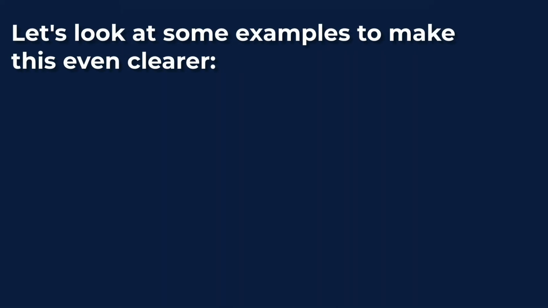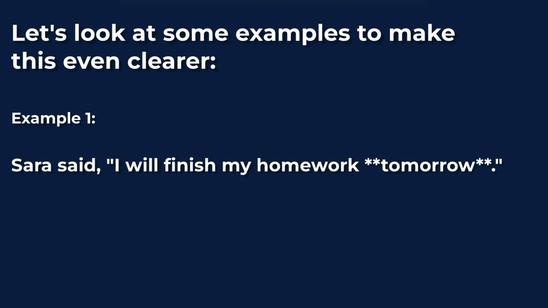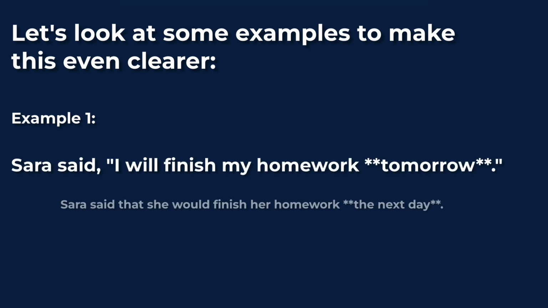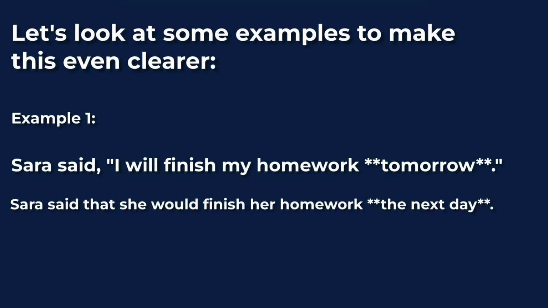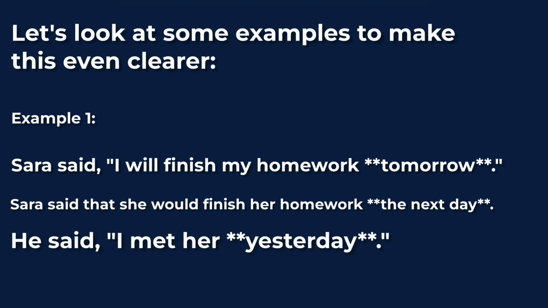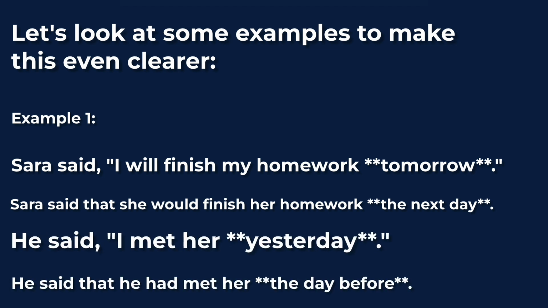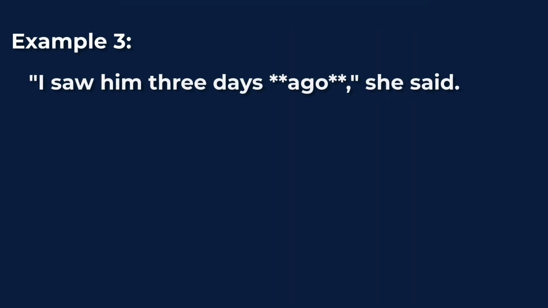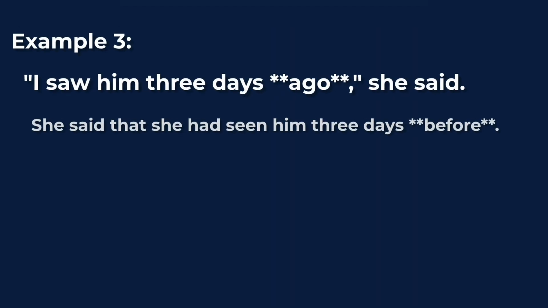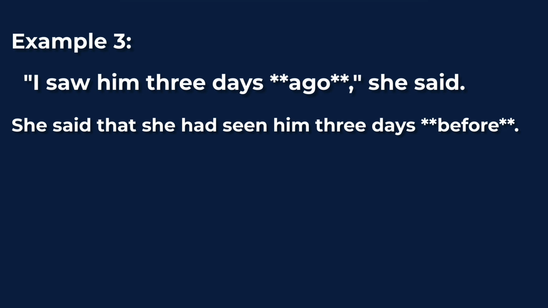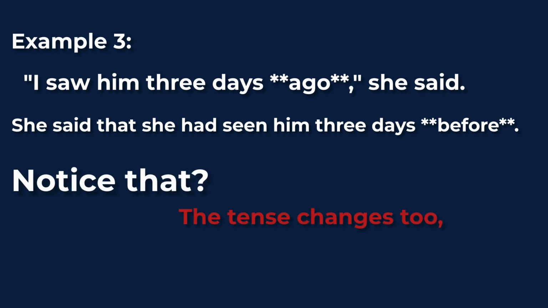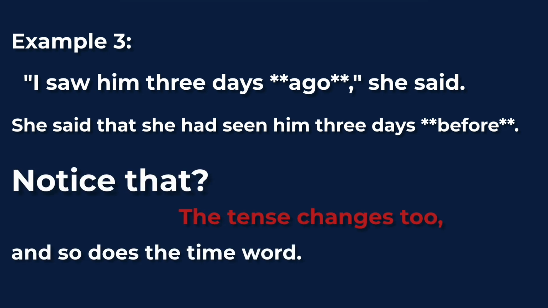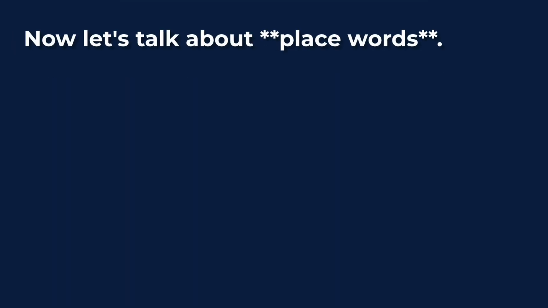Let's look at some examples to make this even clearer. Example 1. Sarah said, "I will finish my homework tomorrow." Sarah said that she would finish her homework the next day. Example 2. He said, "I met her yesterday." He said that he had met her the day before. Example 3. "I saw him 3 days ago," she said. She said that she had seen him 3 days before. Notice that the tense changes too, and so does the time word. They move together.